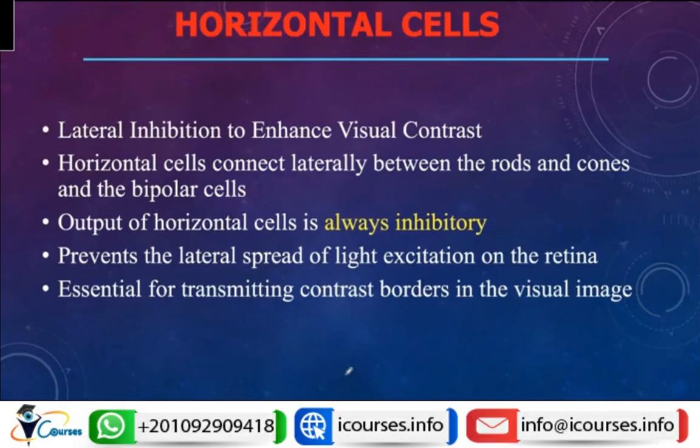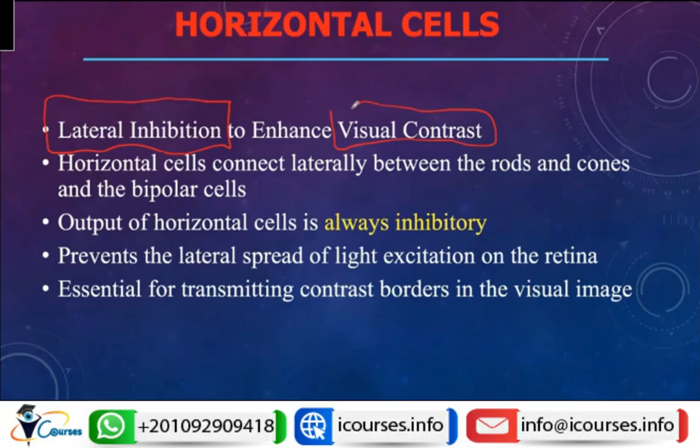Okay, so now, after passing the impulses through the bipolar cells, we come to the horizontal cells. The striking role of the horizontal cells is what's called lateral inhibition. Lateral inhibition is used for enhancing the visual contrast.